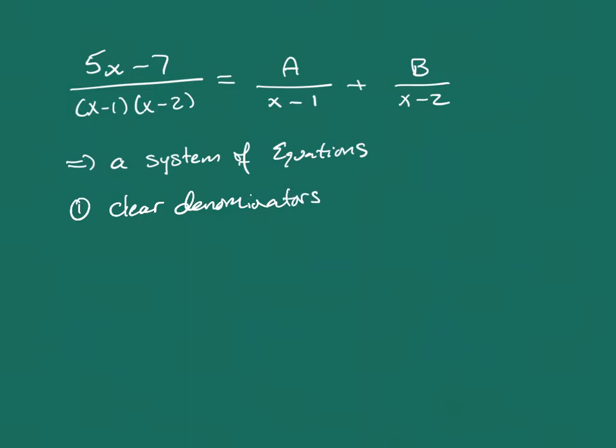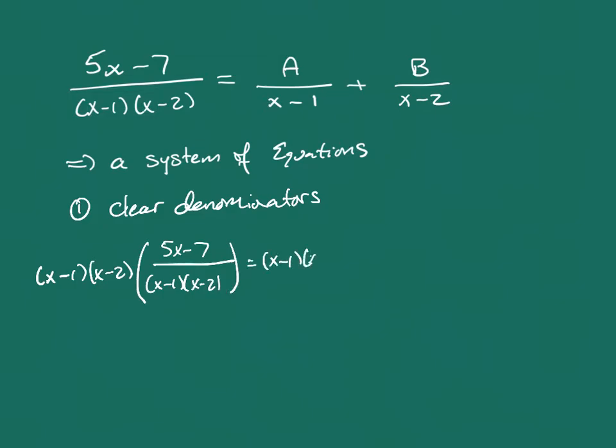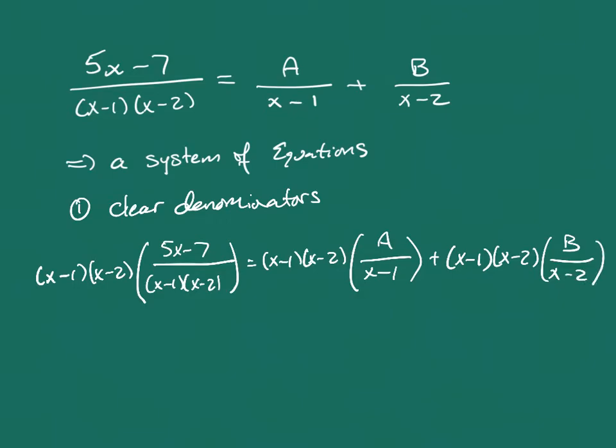So we are essentially multiplying both sides by (x - 1) times (x - 2). So (5x - 7) times (x - 1)(x - 2), and (x - 1)(x - 2) times A over (x - 1), and then (x - 1)(x - 2) times B over (x - 2). So what happens when we clear those denominators?